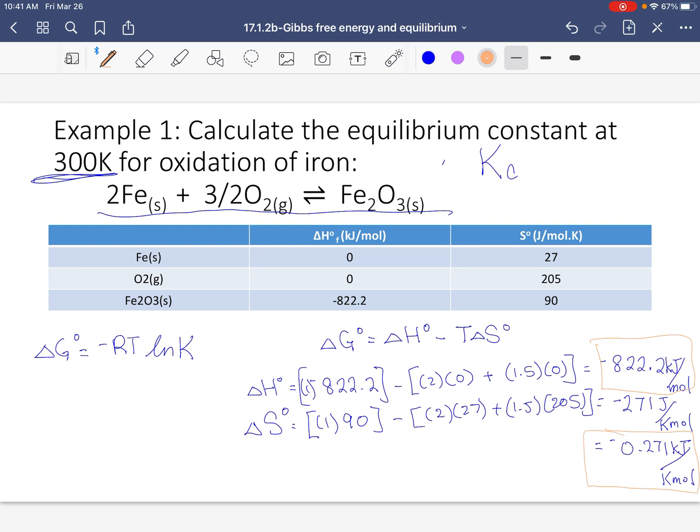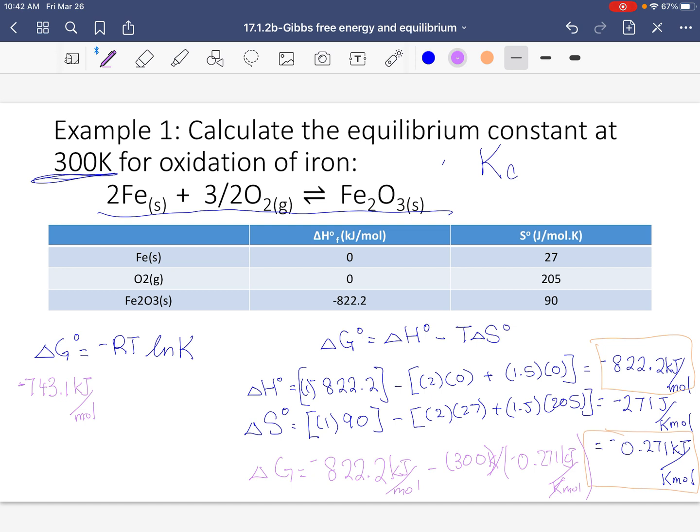So let's calculate delta G. Delta G is going to be equal to negative 822.2 kilojoules per mole, minus the temperature here, 300 Kelvin, times 0.271. Let me just write out the answer. Delta G is going to be negative 743.1 kilojoules per mole.